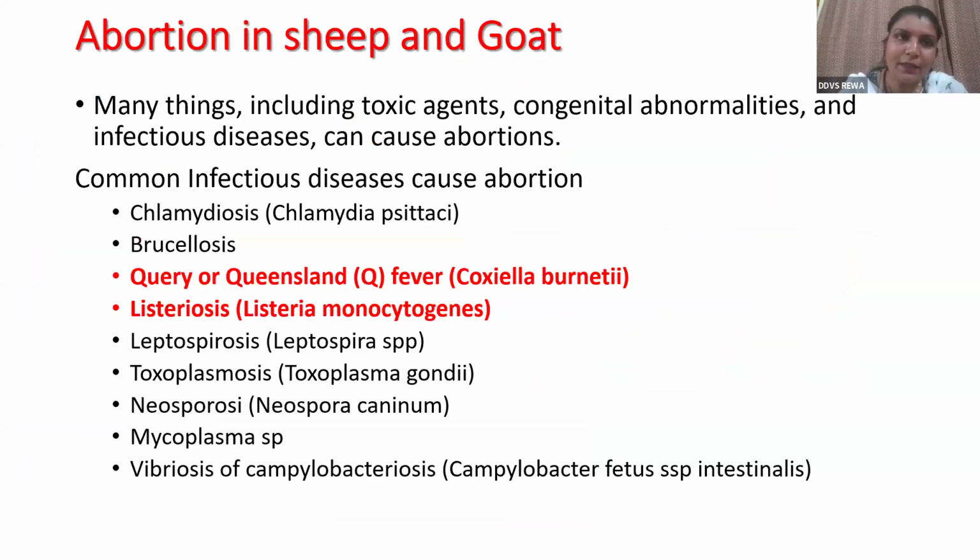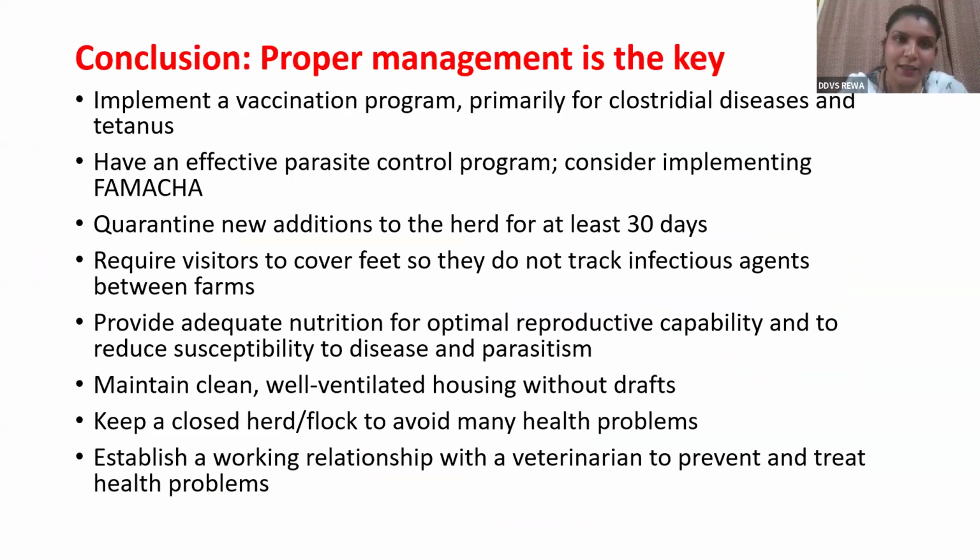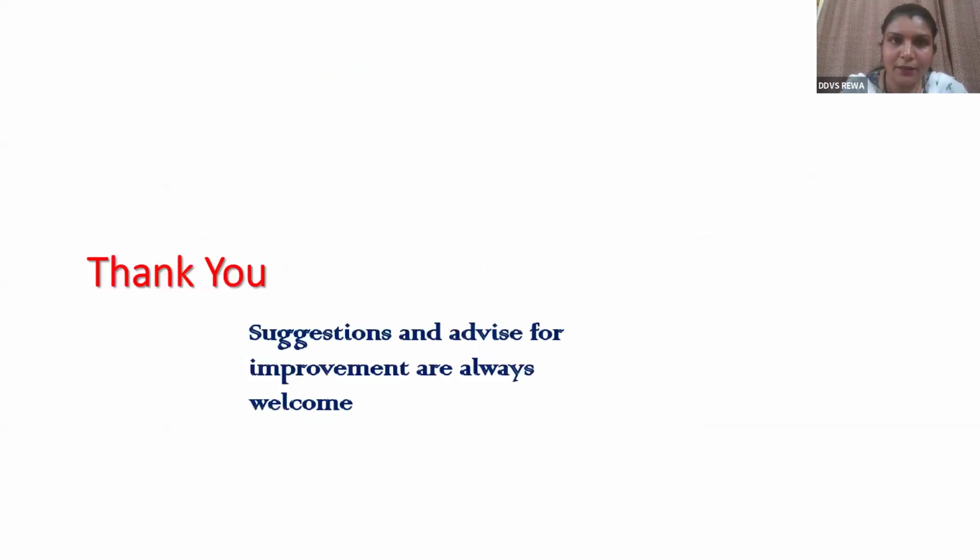There are some other diseases which cause abortion in sheep and goat. Because of time, I could not include all these diseases. But by going through all these diseases, the most important point is proper management in control and prevention of any disease. These are the points which have to be followed in the management.